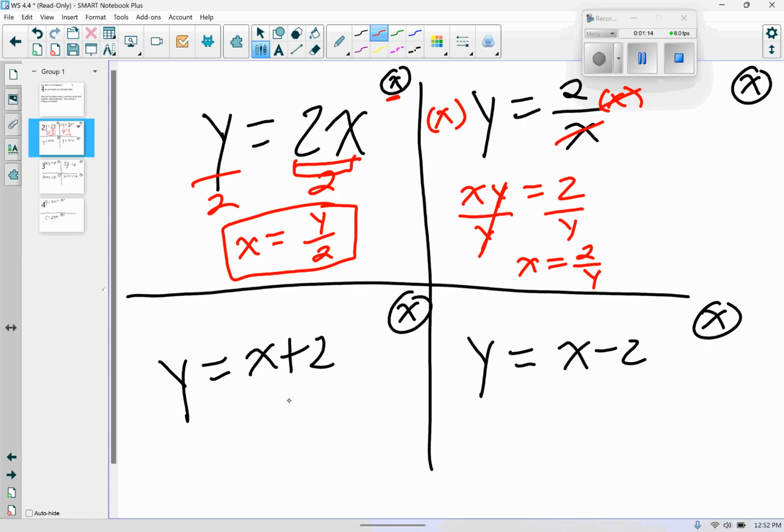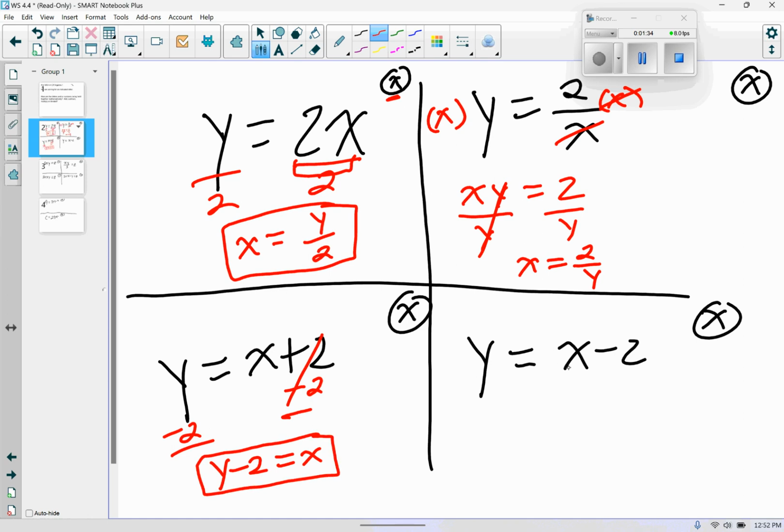This third problem down here, lower left corner, I have x plus 2. I want x by itself. So what would get x by itself? Subtract 2 from both sides. Cool. Those are gone. So I'm going to get y minus 2 is equal to x, or you could flip it over, but I'm fine with it like that.